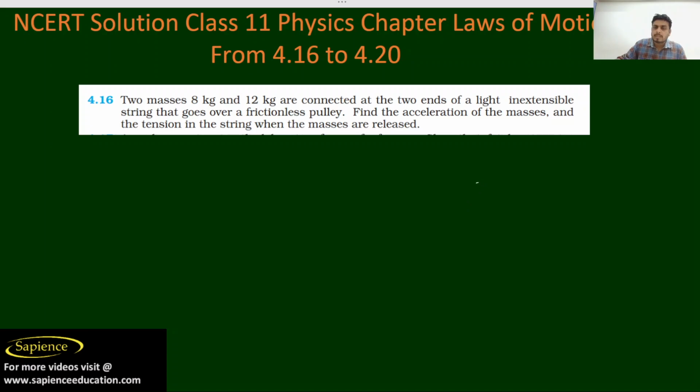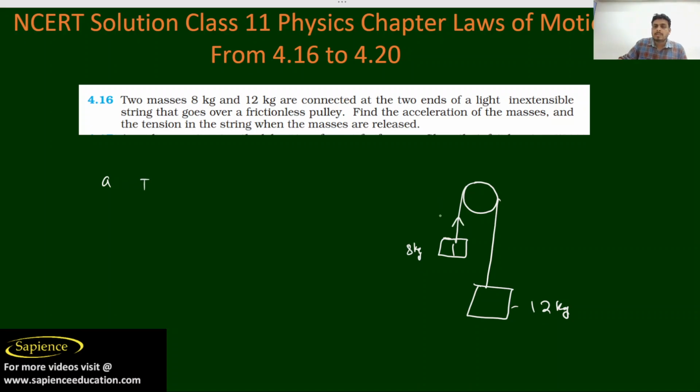So let us consider there is a pulley, and two masses are hanging by the help of a string. These are the two masses. Now this mass is of 8 kg and this mass is of 12 kg. They want acceleration as well as tension.